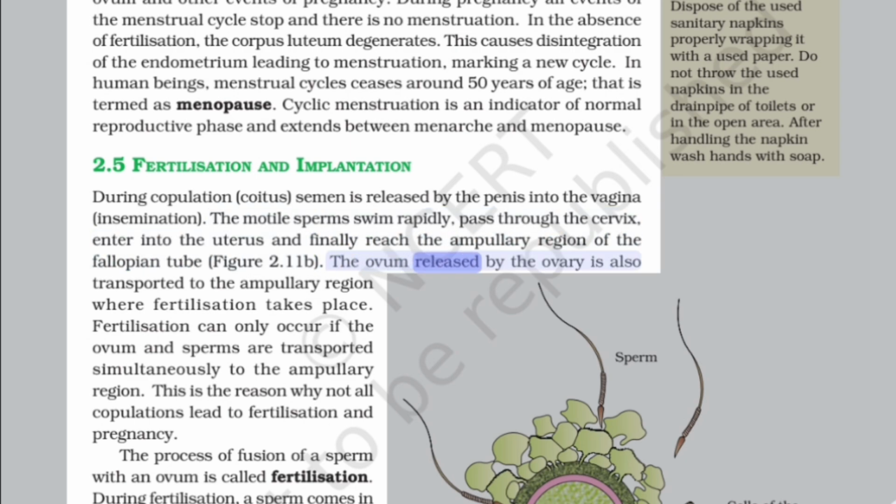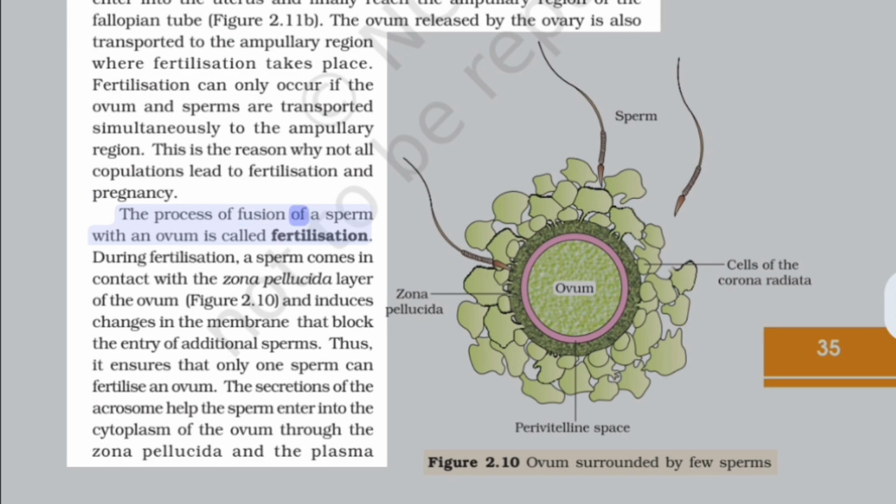The ovum released by the ovary is also transported to the ampullary region where fertilization takes place. Fertilization can only occur if the ovum and sperms are transported simultaneously to the ampullary region. This is the reason why not all copulations lead to fertilization and pregnancy. The process of fusion of a sperm with an ovum is called fertilization.